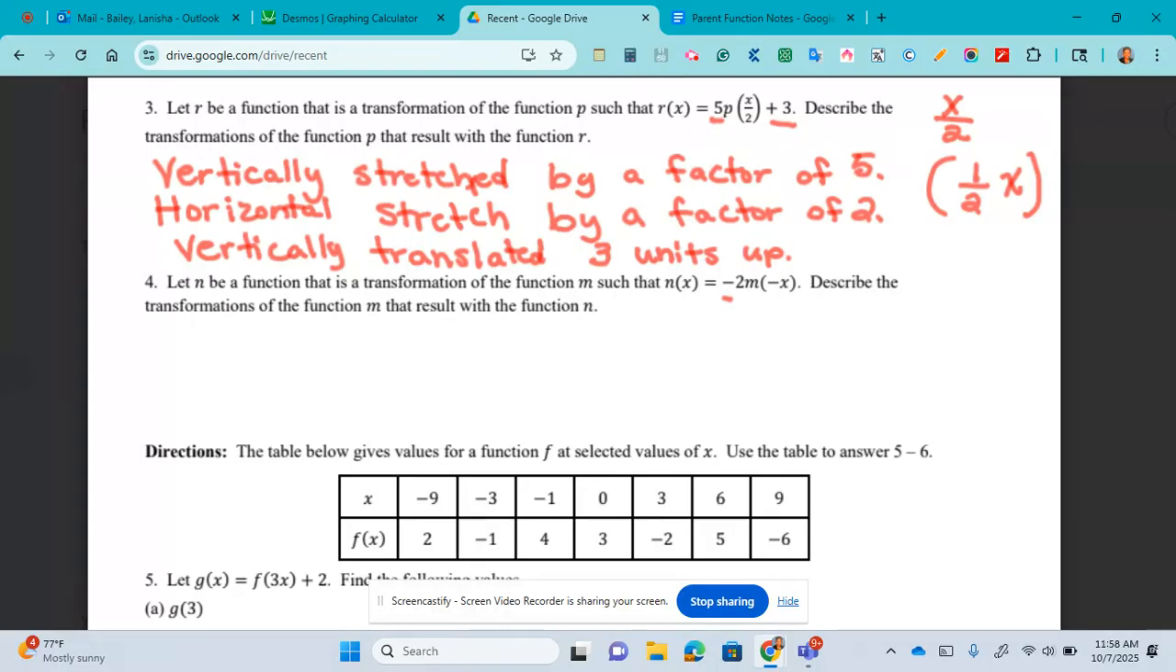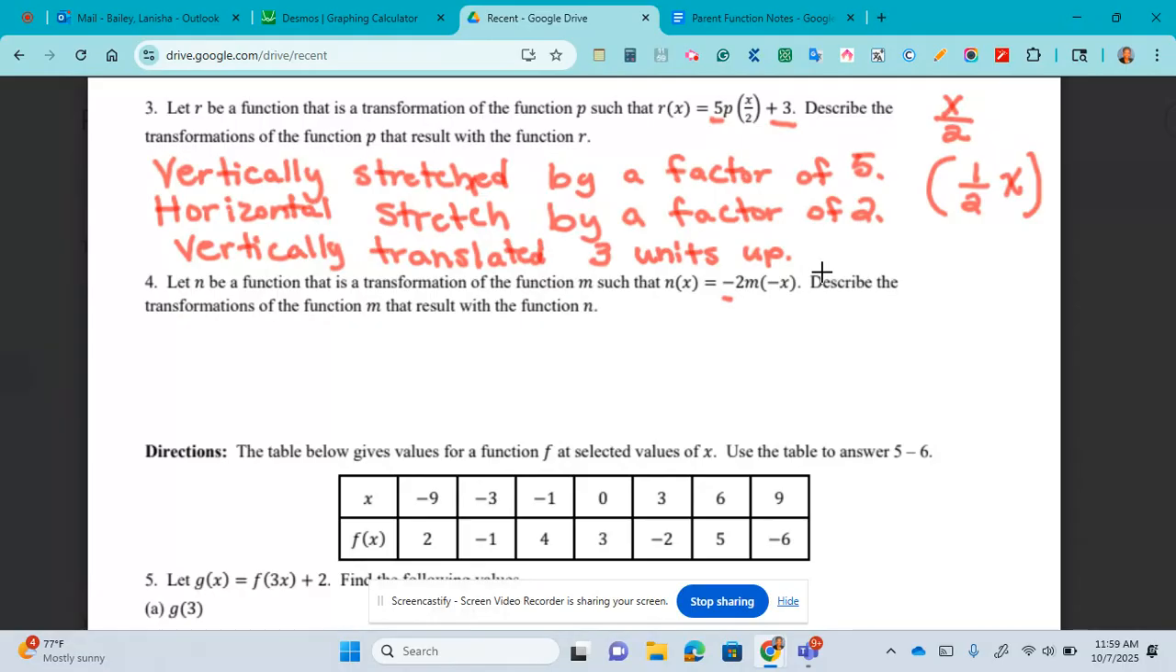Our y. In order for our y that was positive to become negative, it had to reflect across the x-axis. Are we always dealing with y? Only if it's not with the x. If it's inside with the x, we're dealing with the x. But that negative on the outside is a negative m of x, so we're dealing with a negative y. So we deal with that negative first.